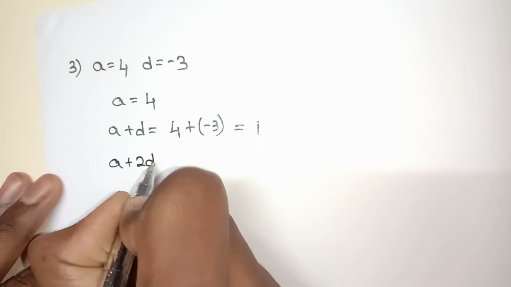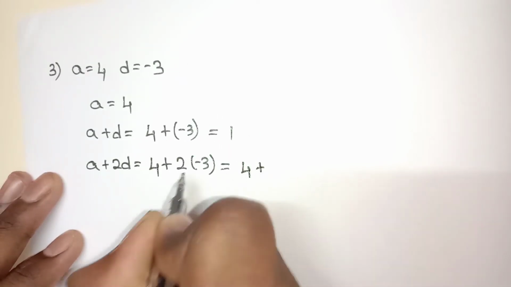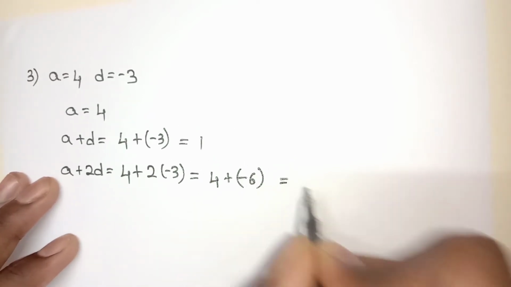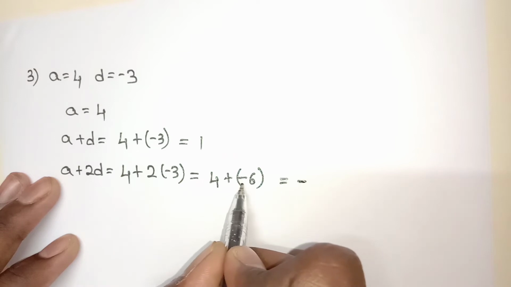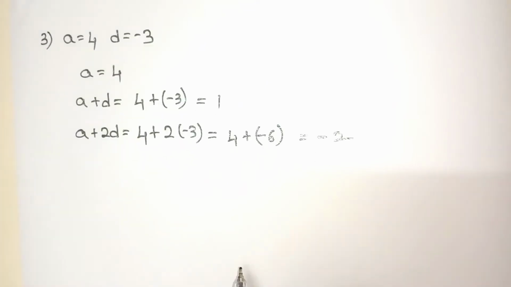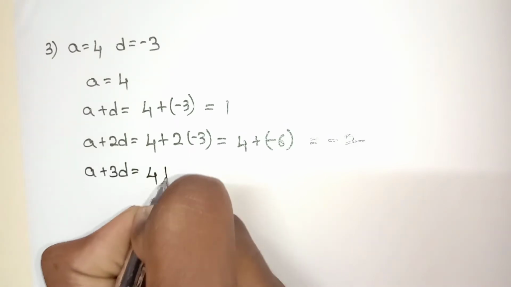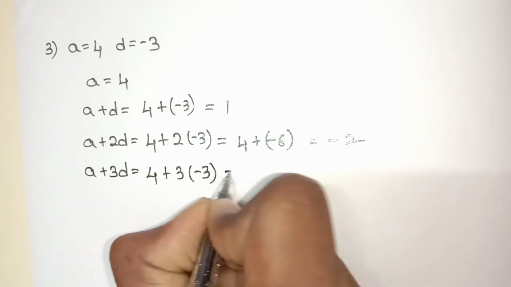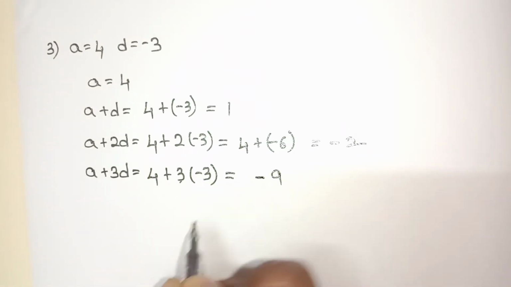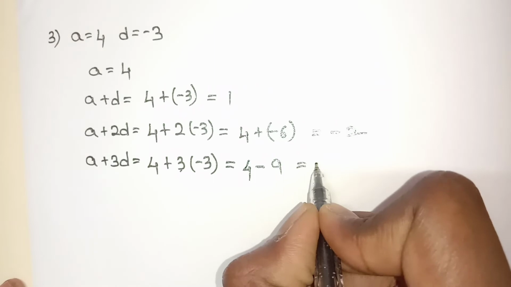a plus 2d, that is 4 plus 2 times the common difference. 2 times 3 is 6, so it's 4 minus 6, and obviously the higher number has the minus sign, so I'll get the answer minus 2. The next term, a plus 3d, is 4 plus 3 times the common difference. 3 times 3 is 9 with a minus sign, so it's 4 minus 9, and we'll get minus 5.